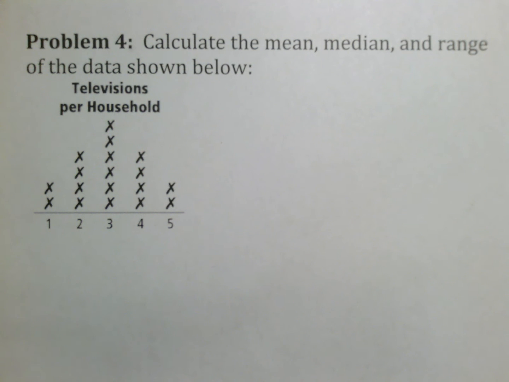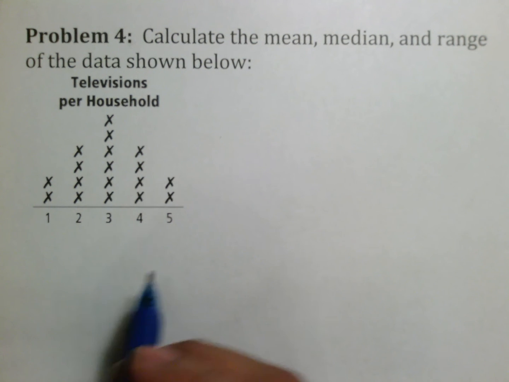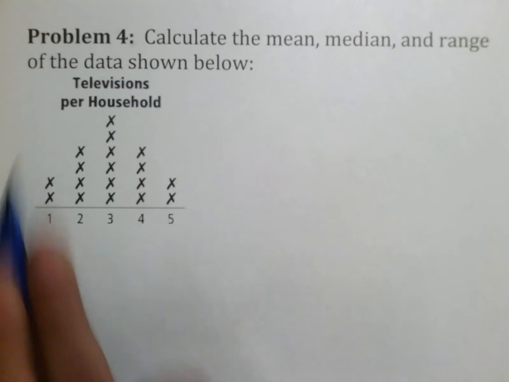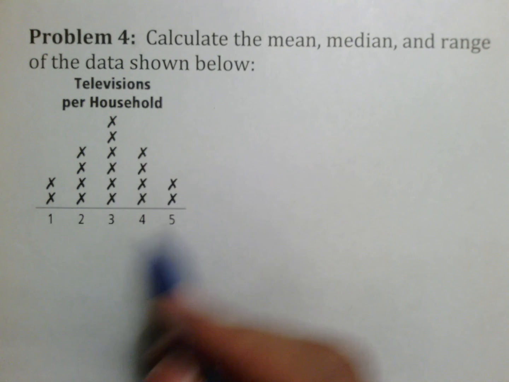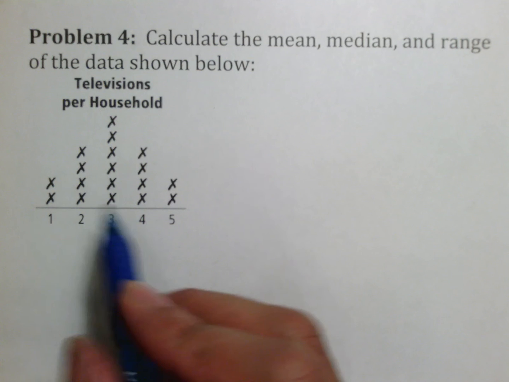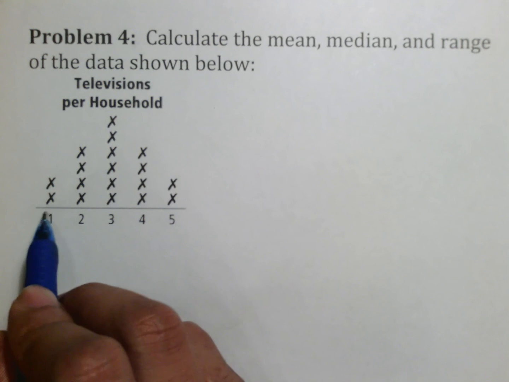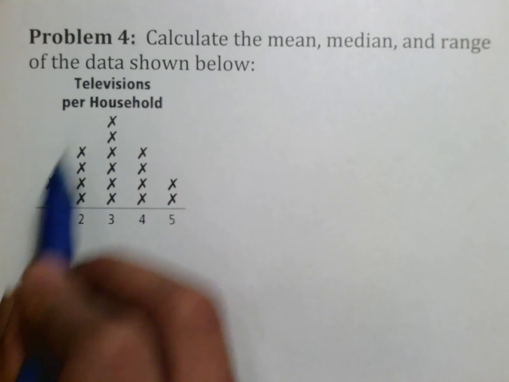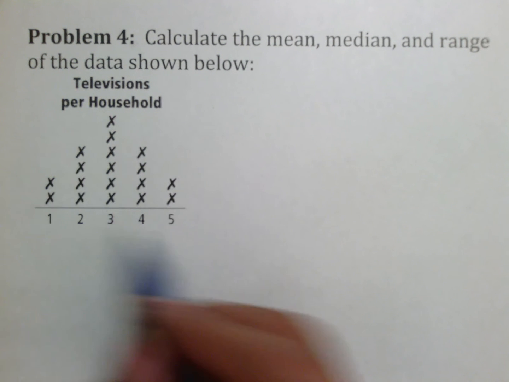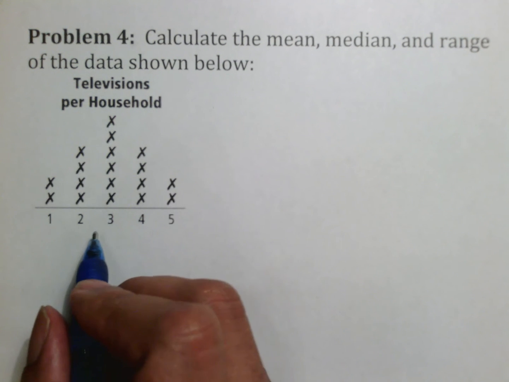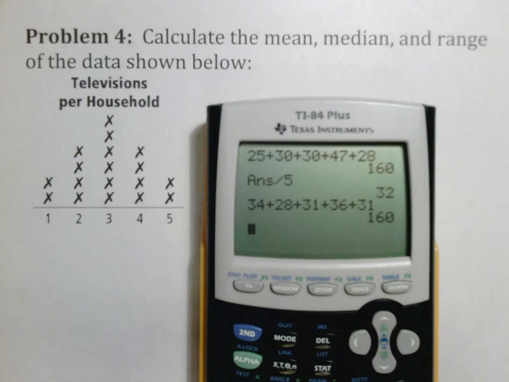Calculate the mean, median, and range of the data shown below. Well, here's the thing about this. This is just another way to show the information. The good news is they do have one on the computer, but I didn't give you this one because it's a lot of extra work. If this is televisions per household, there are 2 people with 1, 4 people with 2. The nice thing is that it allows you to do everything you need to do from the table.